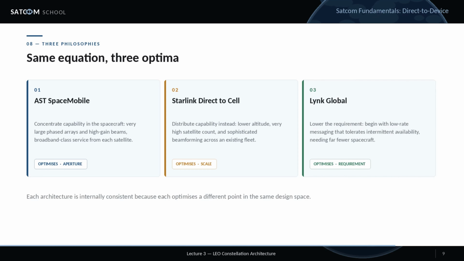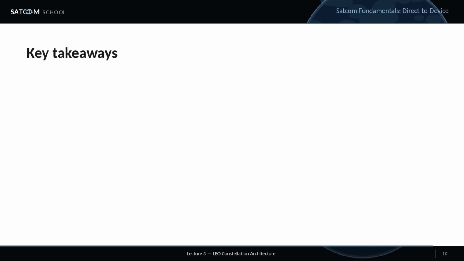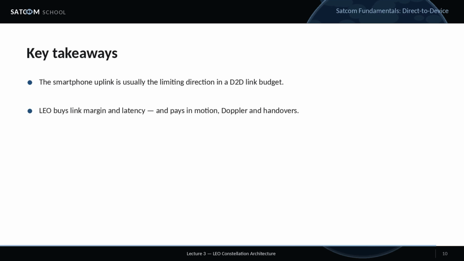AST SpaceMobile concentrates capability in the spacecraft. Very large phased arrays and high gain beams, broadband from each satellite. Starlink Direct to Cell distributes capability instead, leaning on the scale of an existing constellation and sophisticated beamforming. Lynk Global lowers the requirement, starting with low rate messaging that tolerates intermittent availability and needs far fewer satellites. Three different architectures, one equation, 3 points in the same design space.